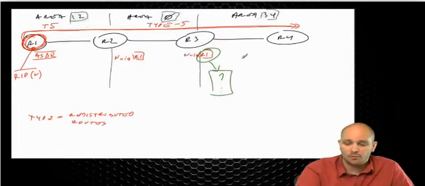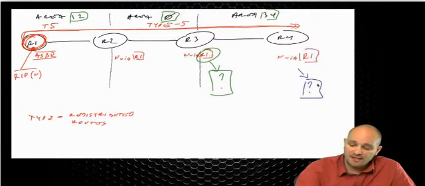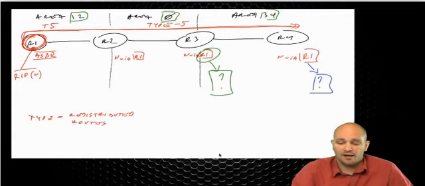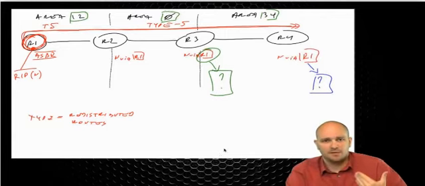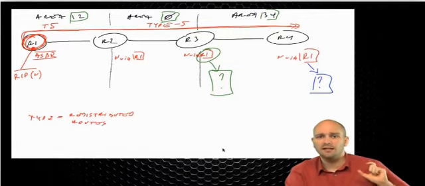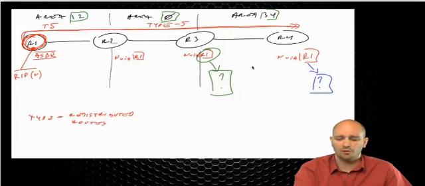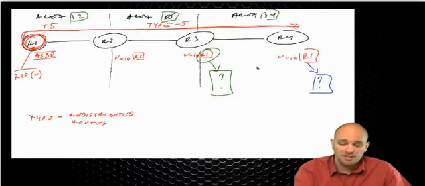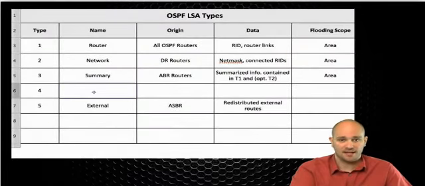Now, the same problem exists on R4. R4 doesn't know who R1 is. Why? Because it's in a totally different area than R4. So we need to provide some additional piece of information. We need to provide a little more help to our routers R3 and R4 in order to be able to reach this network N. And this is where type 4 LSA comes into play.